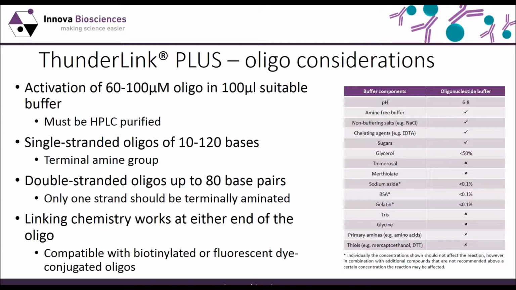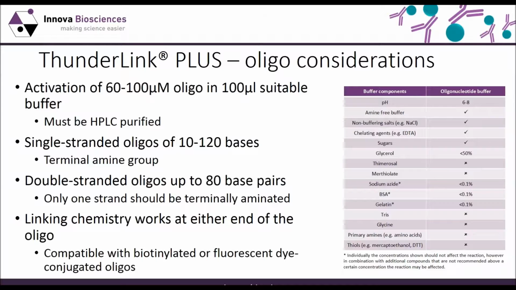ThunderLink Plus can be used to conjugate both single and double-stranded oligos. Single-stranded oligos should be of 10 to 120 bases in length and should contain a terminal amine group at either the 5' or the 3' end. This should be added during synthesis. Double-stranded oligos should be of up to 80 base pairs in length, but only one of the strands should be terminally aminated.